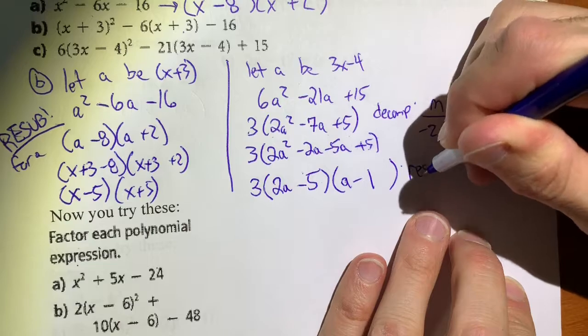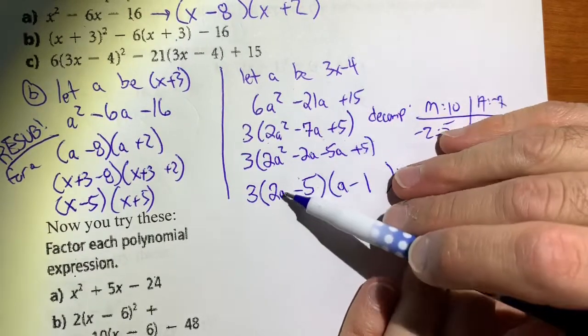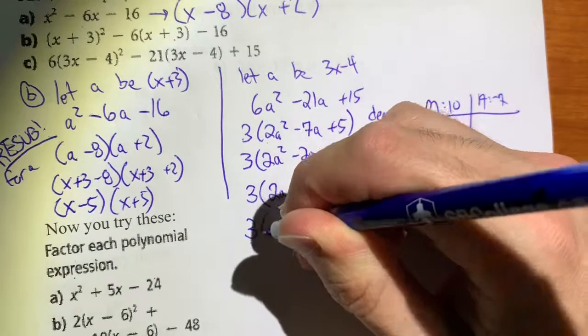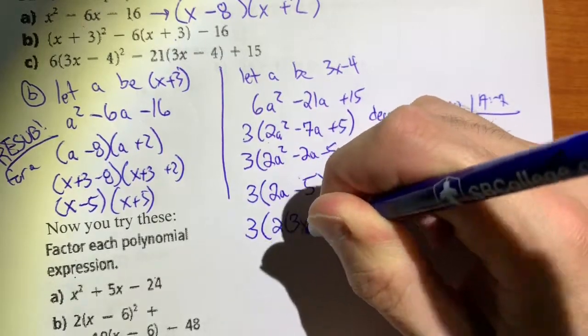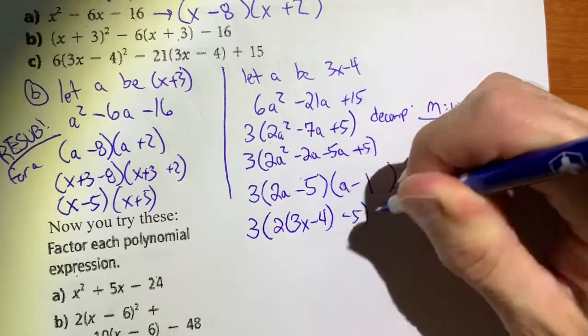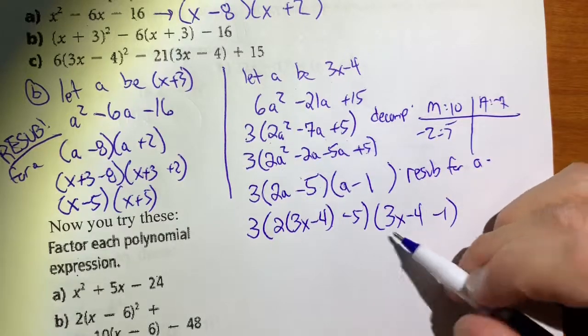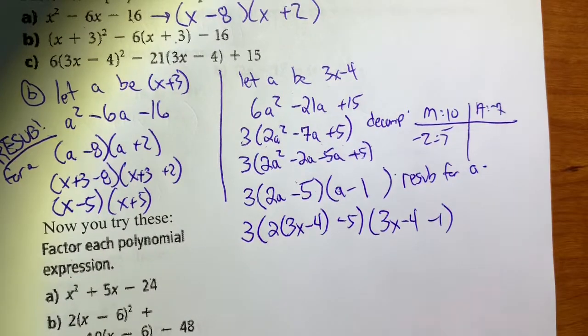Now you resub for a. Okay, so a was 3x minus 4, so in here, you're going to pop in 3x minus 4. Use brackets because you have a 2 here and you need to distribute it into the brackets. So this is about as ugly as it gets. Didn't use brackets here because there was no coefficient. Okay, and then you just clean it up.